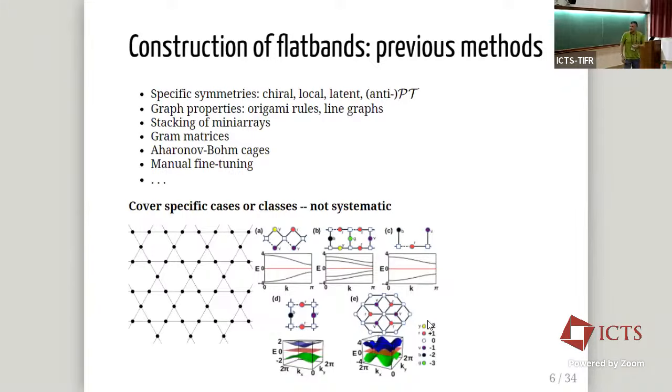You can rely on graph properties. The most famous one is the line graph, and that's how you get flat bands in the pyrochlore lattice or, say, the Kagome lattice. And a number of other methods, they all share the common problem of being non-generic. They all rely on some property that you expect.